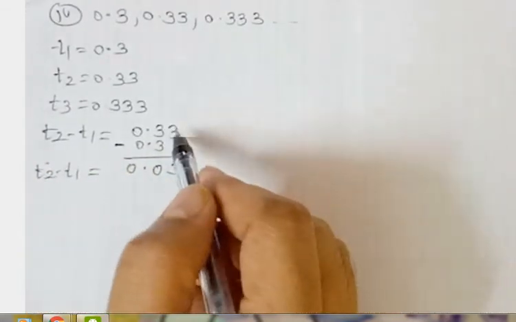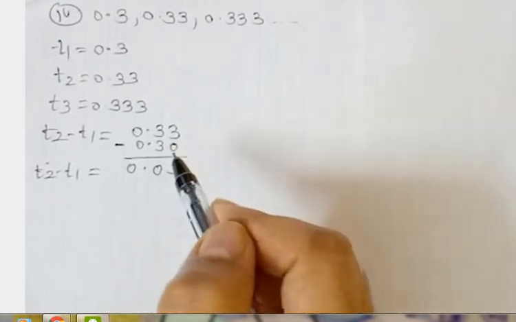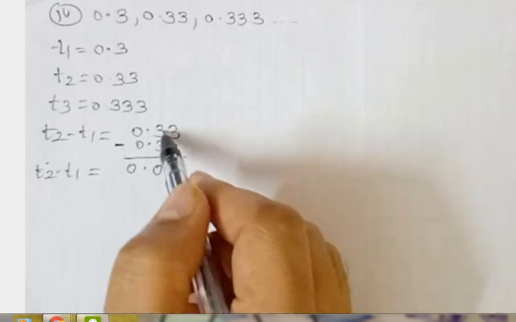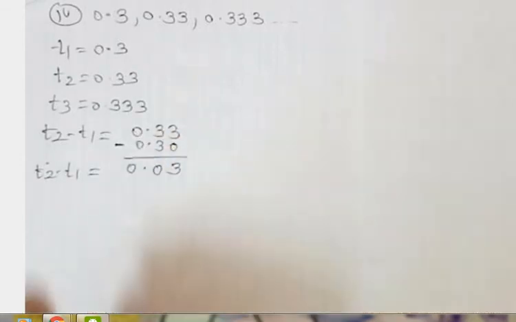Remember this subtraction. See here, 3 as it is. Here it is 0. Whenever nothing is there, we have to write 0. 3 minus 0, 3. 3 minus 3, 0.